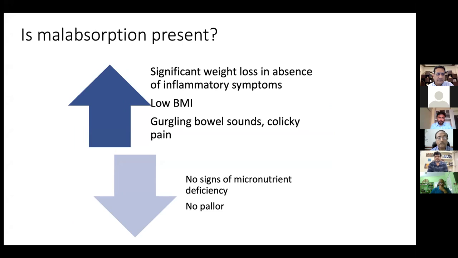The next question is again interesting. Is malabsorption present? We have a significant weight loss in the absence of any inflammatory symptoms, and the patient has a low BMI. We haven't come to the examination, but the patient complains of gurgling bowel sounds and colicky pain, which are characteristically associated with carbohydrate malabsorption, in which the carbohydrate might be fermented and increase the volume of water in the bowel, and that might contribute to these symptoms. We again haven't discussed the examination, and we did not see any signs of micronutrient deficiency or pallor. So overall this suggests that the patient does have malabsorption, to the extent we can identify clinically.